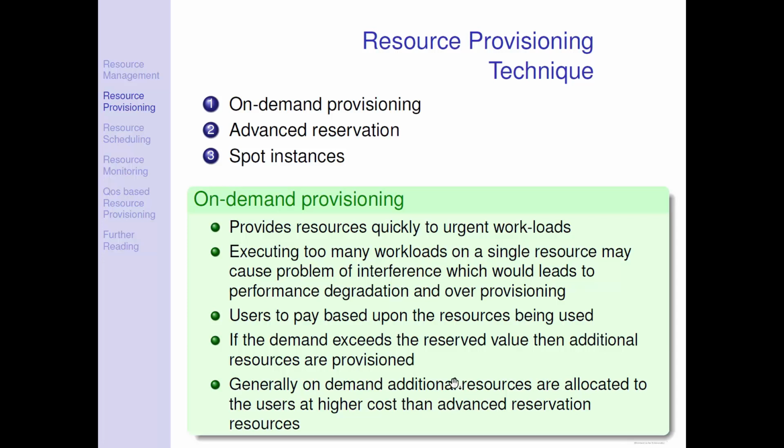Let us see the resource provisioning techniques. There are broadly three major resource provisioning techniques. First is on-demand provisioning, second is advanced reservation, third is spot instances. On-demand provisioning is to provision the resources to the user on demand, that is at that point of time. In advanced reservation, the resources for a particular workload have to be reserved in advance. Spot instances is like giving the resources to the user if they are available at that point of time.